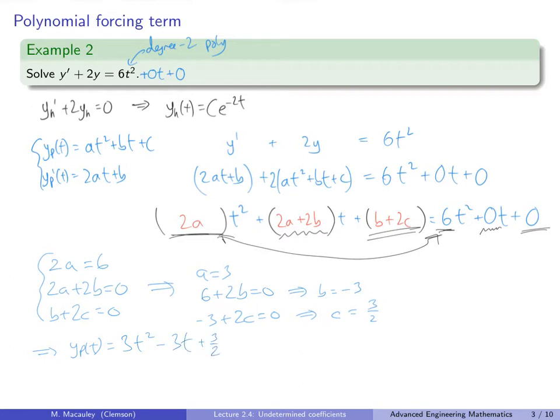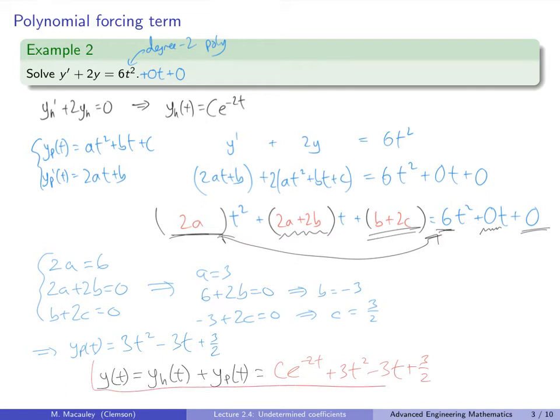And now our general solution is y of t equals the homogeneous part plus the particular solution. So that's going to be c e to the minus 2t plus 3t squared minus 3t plus 3 halves. So there is our general solution.